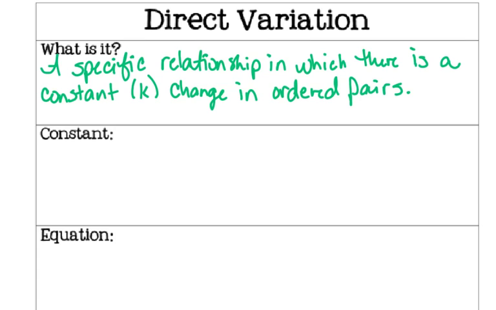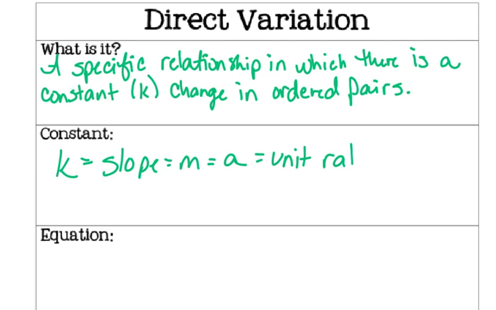So the constant is K. This is the slope. It's the same as M, what we've been using for M. Your calculator spits it out as A. And this is also the unit rate. So these are all the different names that we use for pretty much the same thing. And so the equation is going to be in the form y equals kx. And b, or your y-intercept, is going to equal 0.